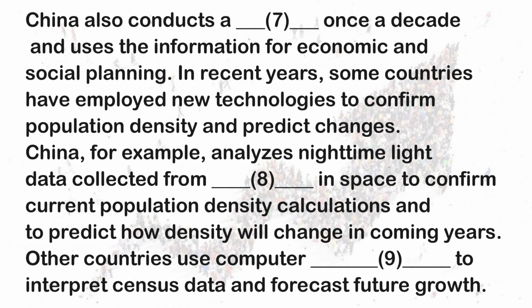In recent years, some countries have employed new technologies to confirm population density and predict changes. China, for example, analyzes nighttime light data collected from sensors in space to confirm current population density calculations and to predict how density will change in coming years. Other countries use computer algorithms to interpret census data and forecast future growth.